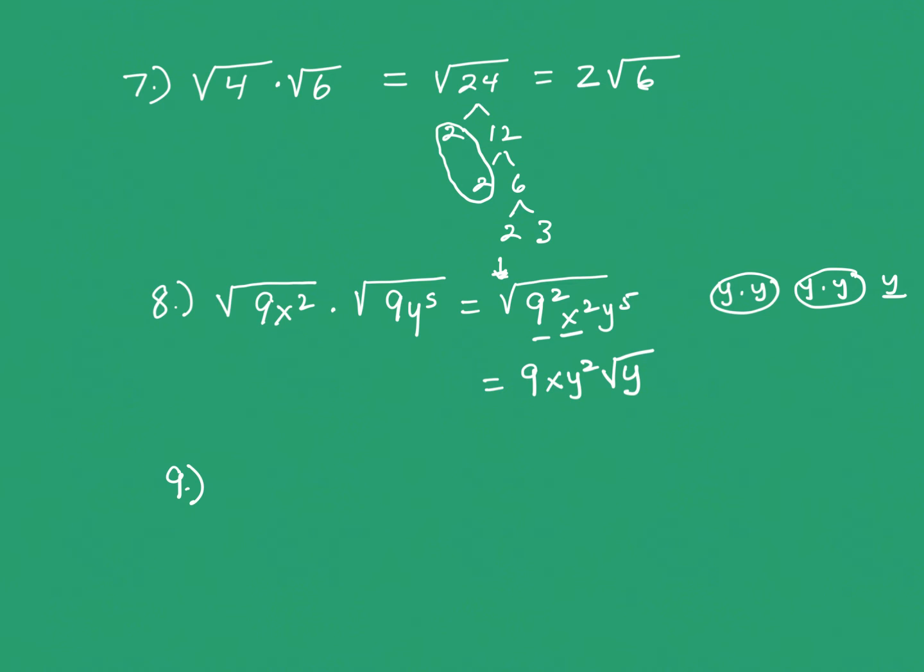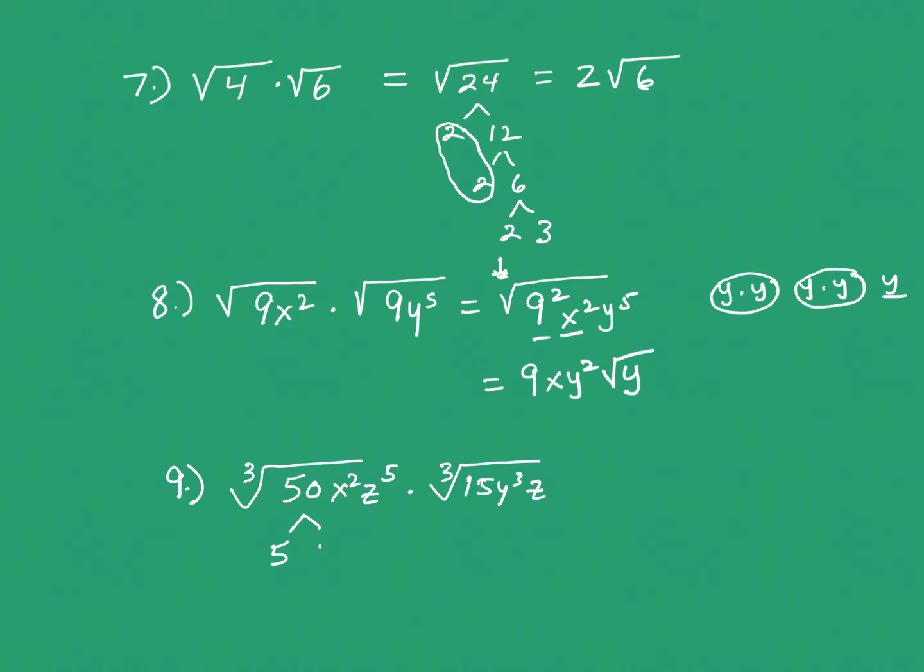Number 9, we have the cube root of 50x squared z to the 5th power times the cube root of 15y to the 3rd power times z.